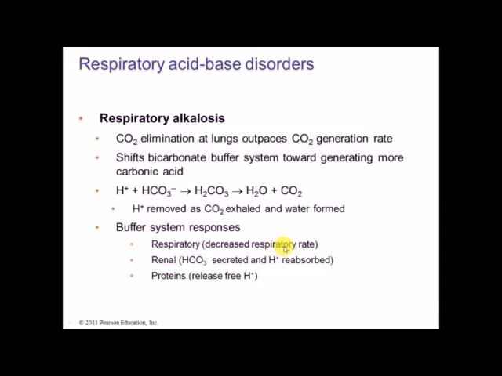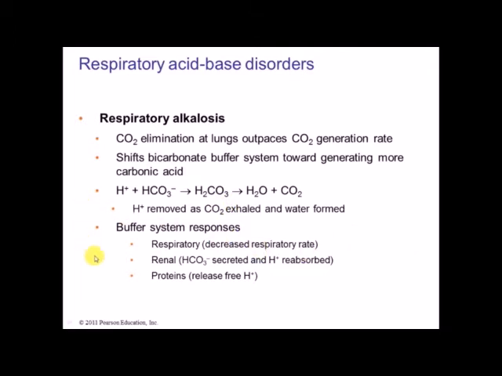So alkalosis, we have CO2 that's being eliminated too quickly, and so we're not generating enough CO2 and we're eliminating too fast. So it's going to shift towards the left, so it's going to form more carbonic acid. So this is your hydrogen ion plus your bicarbonate. It's going to go towards production of carbonic acid, which then can dissociate into H2O and CO2. So those hydrogen ions are going to be removed from circulation as the CO2 is exhaled and water is formed. So we're losing too many hydrogen ions as we exhale.